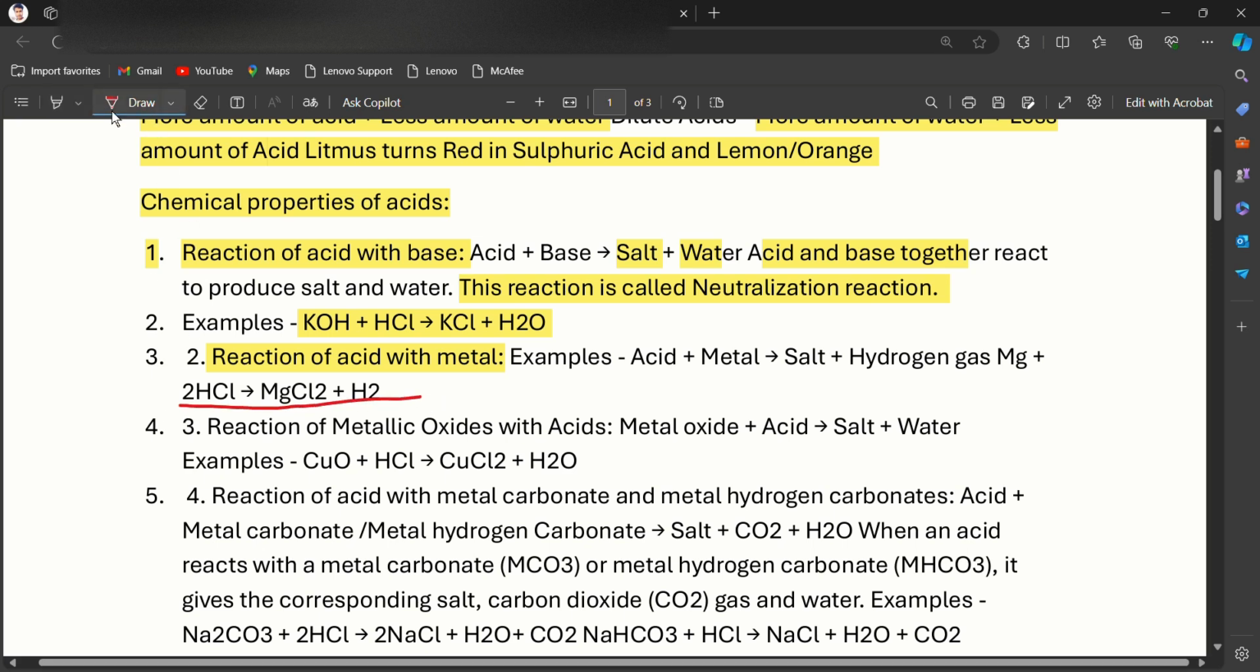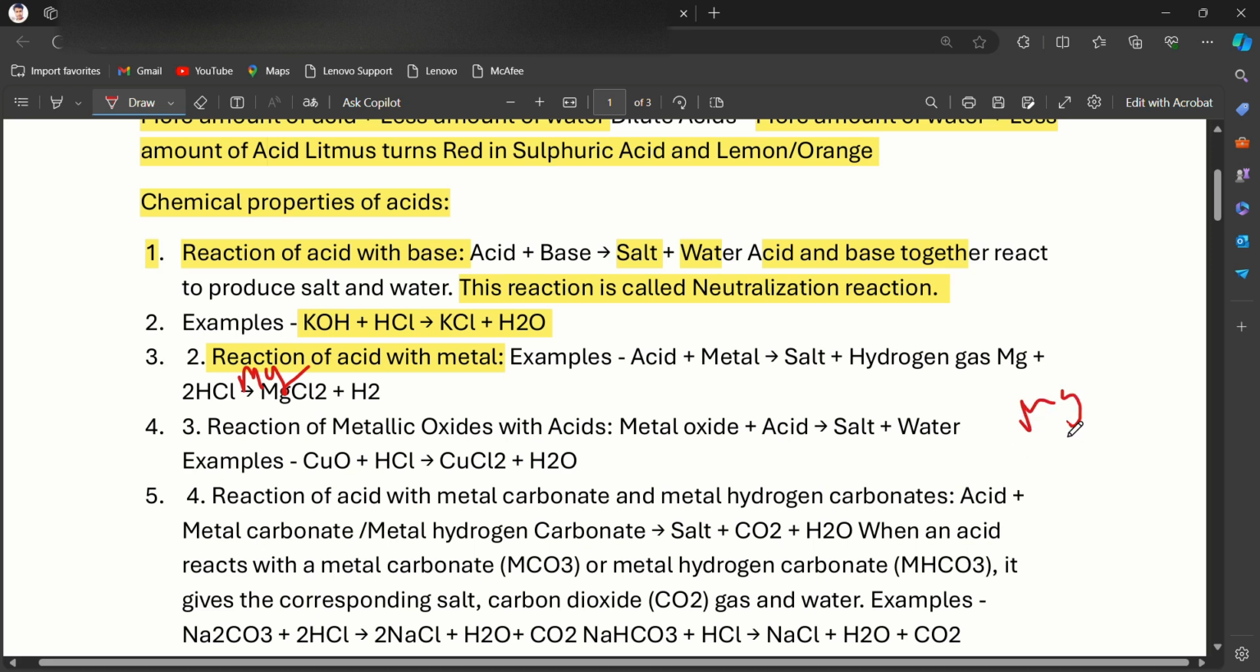Here we have an example. हाइड्रोक्लोरिक एसिड जब रिएक्ट करता है मेटल से, मेटल क्या है? मैग्नीशियम. मैग्नीशियम एक मेटल है, उसी के साथ रिएक्ट करा रहे हैं. यहाँ पे तुम Mg लिख सकते हो चाहो तो इस जगह पे. ओके, तो क्या हो रहा है? HCl बना रहा है मैग्नीशियम क्लोराइड मैग्नीशियम के साथ में.